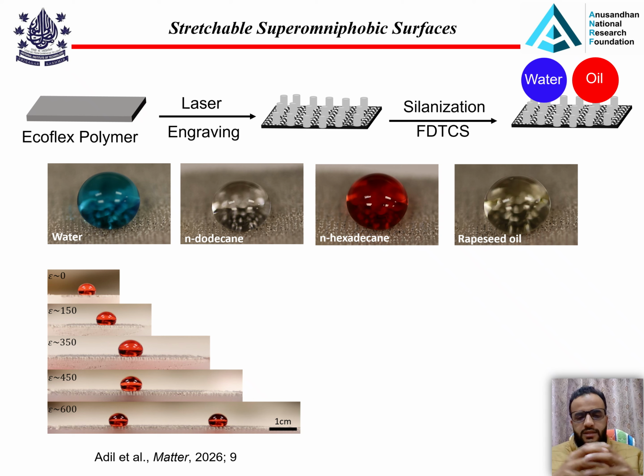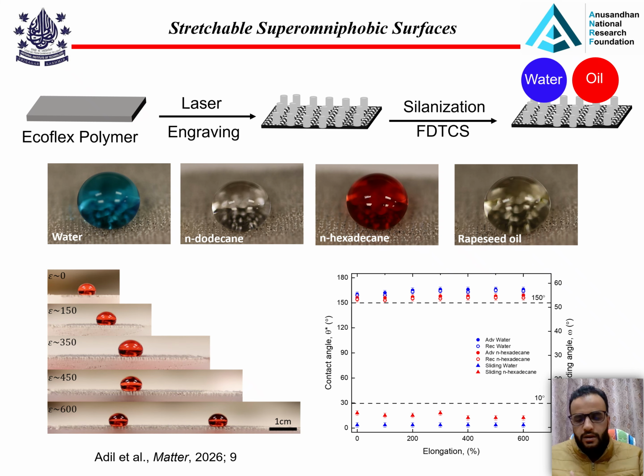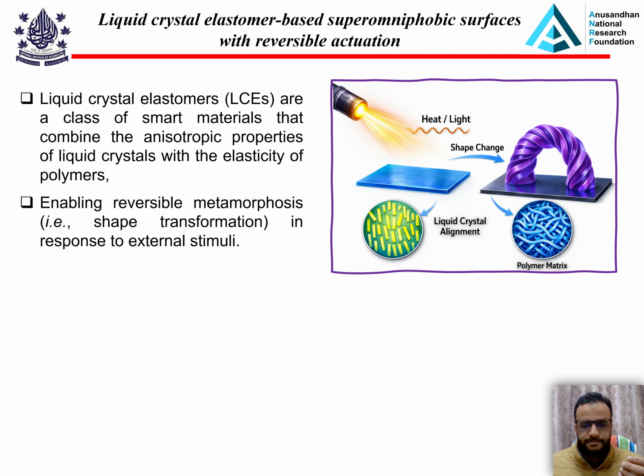So in all those cases, it retains its super omniphobic property, which can be useful for wearable electronics in the future. And in all these different elongations, the contact angle, which is a measure of liquid repellency, remains above 150 degrees, which is a benchmark, and the sliding angle below 10 degrees, which is also a benchmark for characterizing the super omniphobic property.